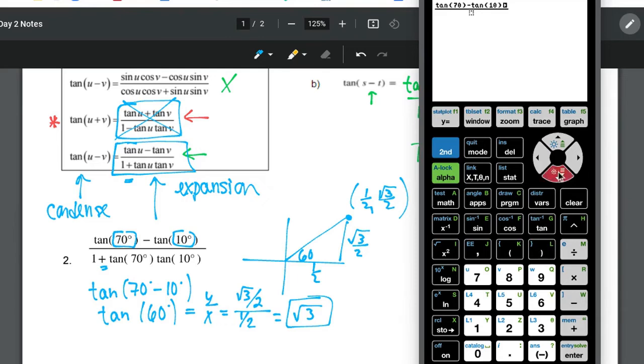And then we're going to move down to the denominator, and we're going to do 1 plus tangent of 70, close your parentheses again, times tangent of 10 degrees.